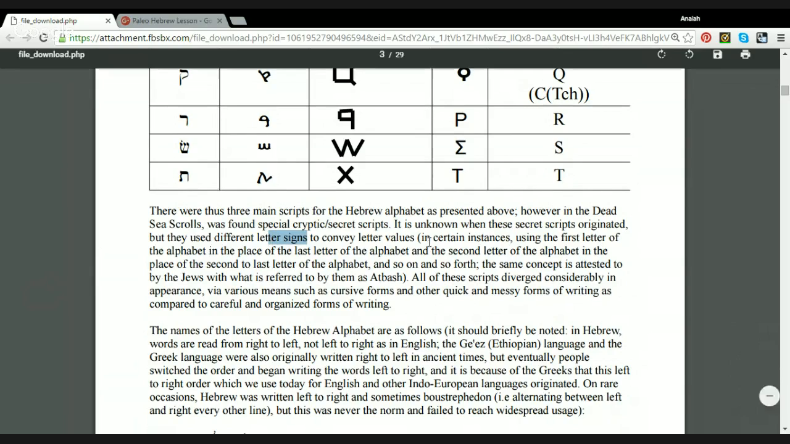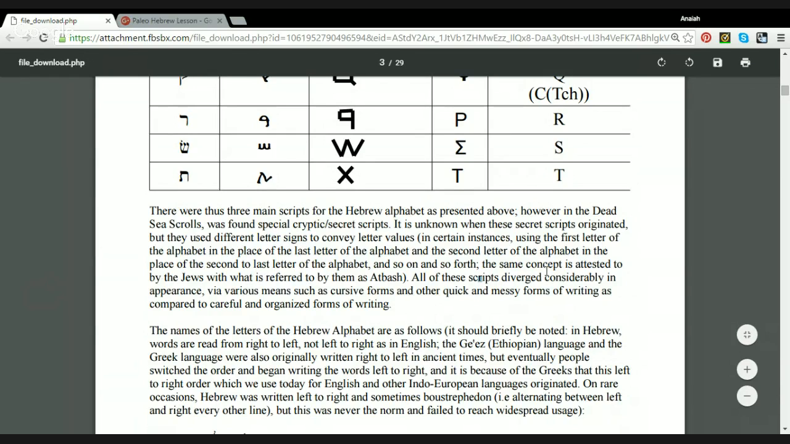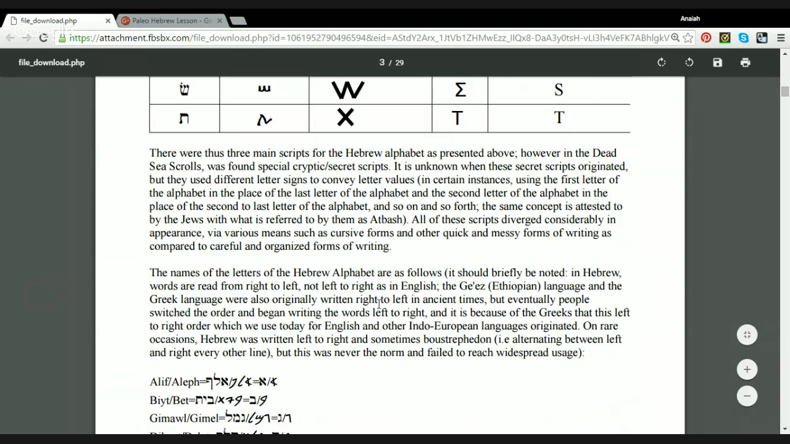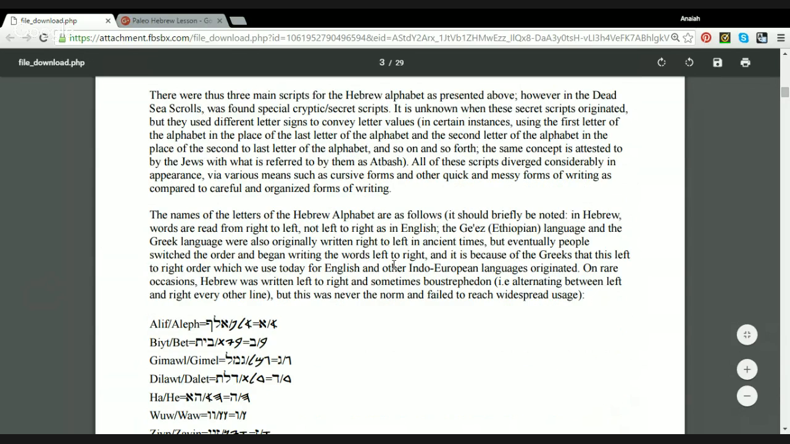But so I say all of these scripts diverged considerably in appearance via various means such as cursive forms and other quick and messy forms of writing as compared to careful and organized forms of writing. And I say the names of the letters of the Hebrew alphabet are as follows. Then I say it should briefly be noted, in Hebrew, words are read from right to left, not left to right as in English. The Ge'ez, or Ethiopian language, and the Greek language were also originally written right to left in ancient times.